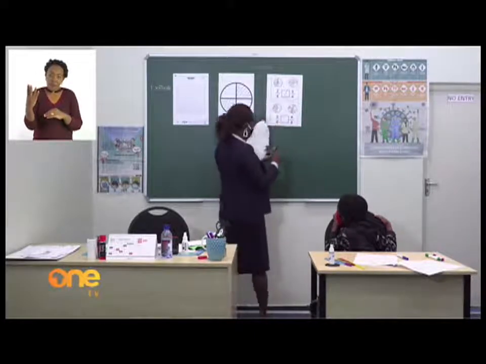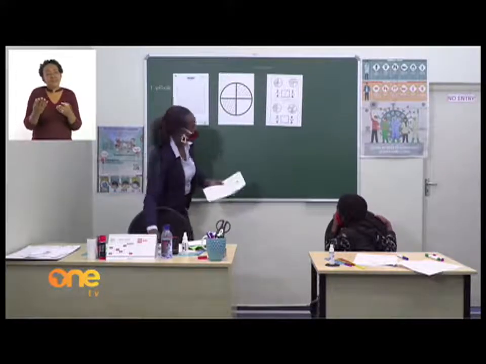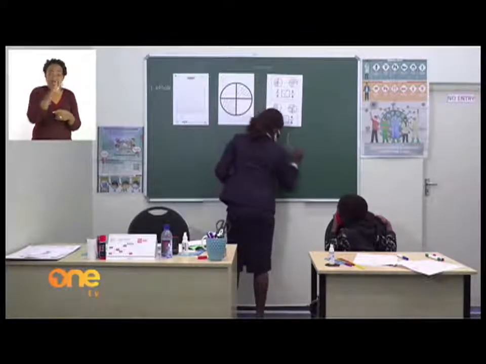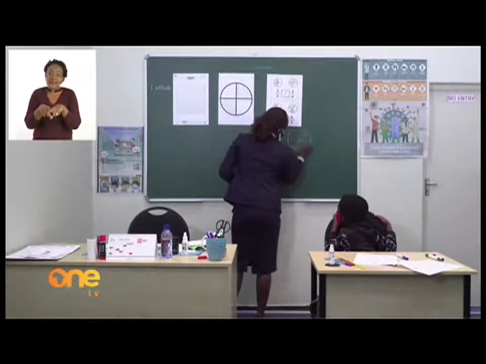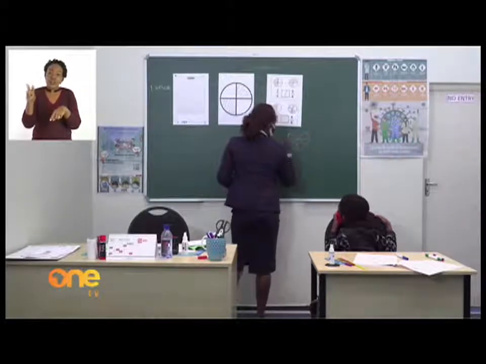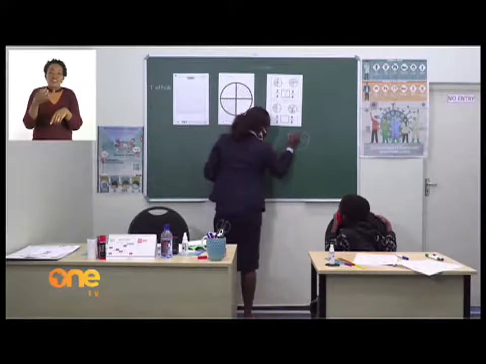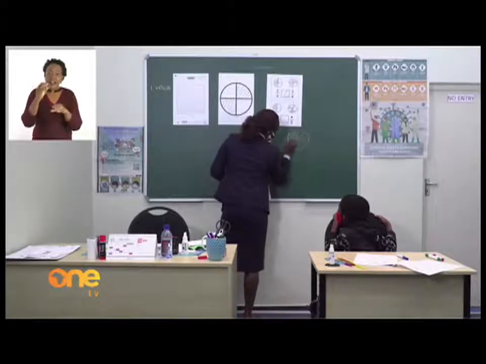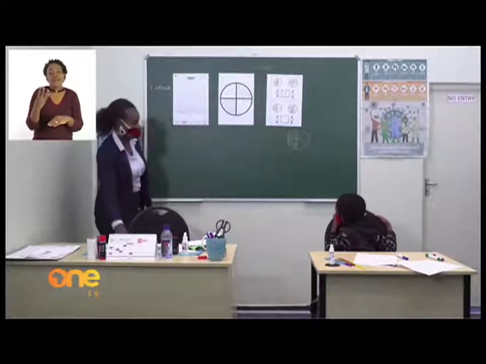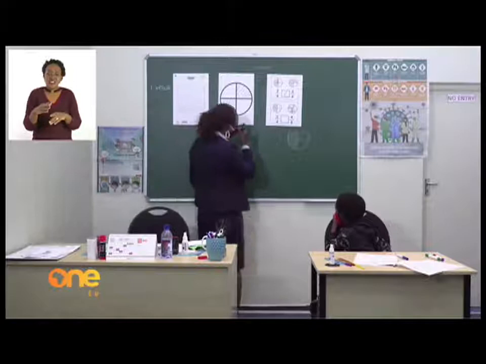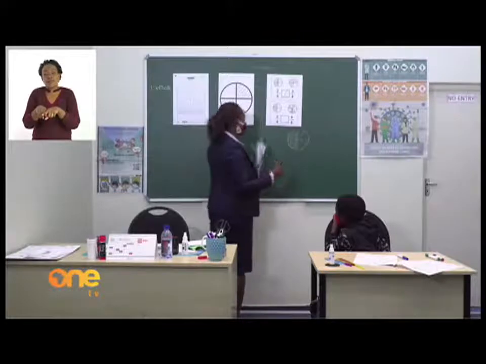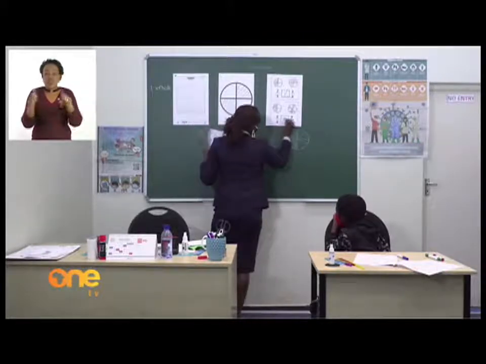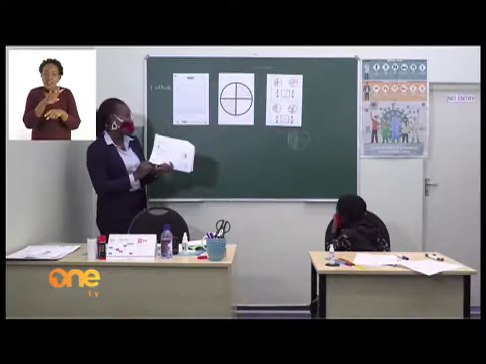Okay. Or let me draw it again and do it on the same side. 1, 2, 3, 4, 1, 2, 3, 4. So there are 8. If I shade, you see, the 4 pieces will give us the same size as this side. So it's equal. Okay. Thank you very much.